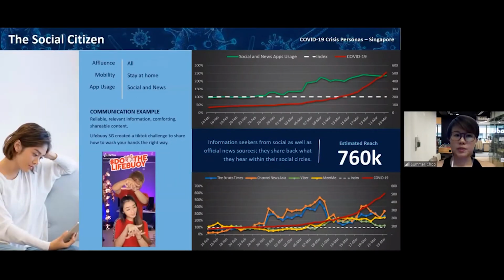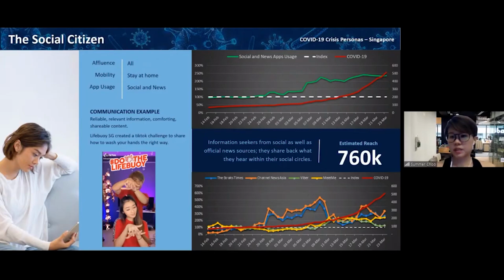Now let's look at another persona that we created for Singapore, which is the social citizen. Now in terms of affluence level, we kept it across the board. Mobility, we look at people who stayed at home, and app usage focus on social apps as well as news apps. On the right-hand side, if you look at the graph, you can see that the apps usage has actually increased from March onwards. And that's when we expect the app usage to actually increase, and it did.